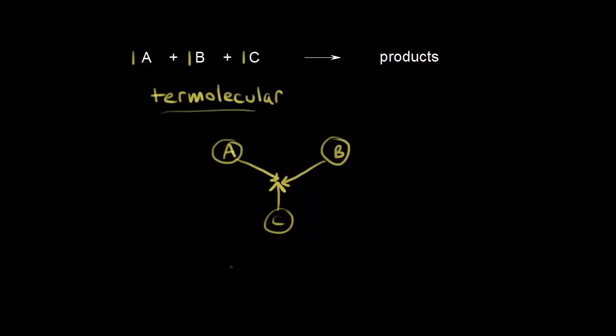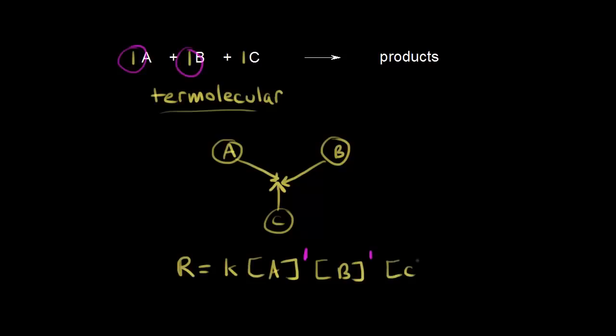But we can write the rate law. So the rate of our reaction is equal to the rate constant K times the concentration of A, and we have a coefficient of 1 here, so this is to the first power, times the concentration of B, and once again this would be to the first power, and times the concentration of C, and this would also be to the first power.